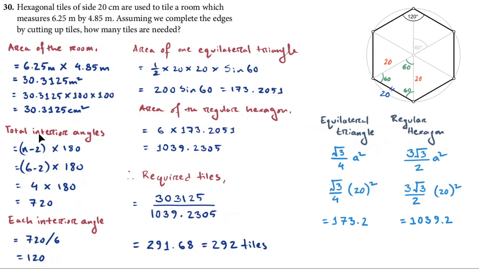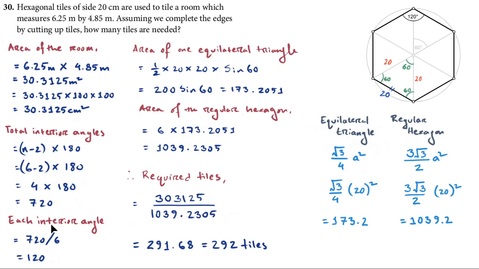So now let's find the total interior angles for this hexagonal tile. The formula to find the total interior angles would be n minus 2, where n is the number of sides, times 180. In a hexagon, we know that there are 6 sides, 1, 2, 3, 4, 5, 6. 6 sides minus 2 times 180 gives us 720. So this is the total of all the interior angles inside a hexagon.